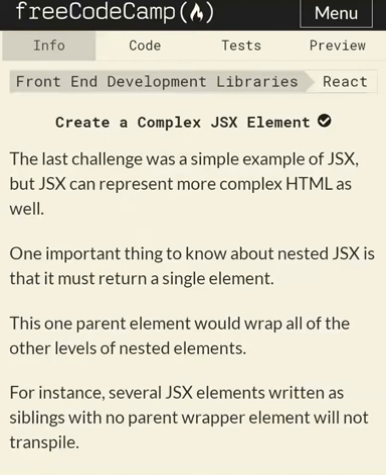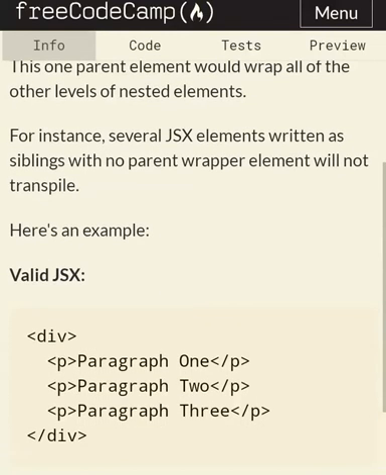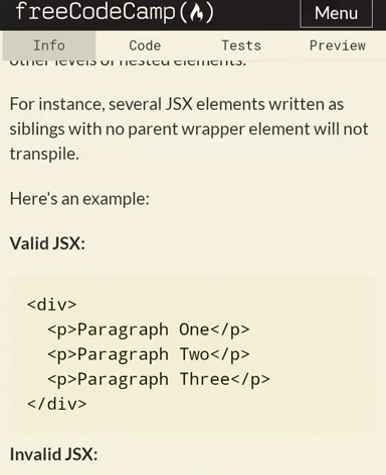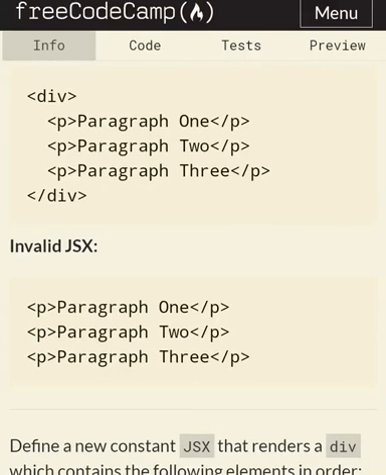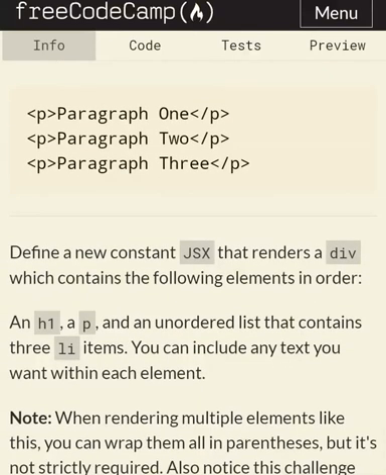Okay, so today's lesson is about creating a complex JSX element. In our last challenge we did creating a simple JSX element. So here, what is the example given? You have a div, you have 3 paragraphs. And then there's a valid one and an invalid one. The invalid one is when it is not wrapped within a div, and the valid one is when it's wrapped within a div. So that one is very important: wrap within the parent element, or the div in this case. So here we've been given a task in which you have to make a complex JSX element.